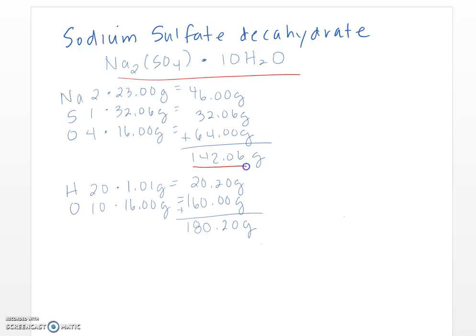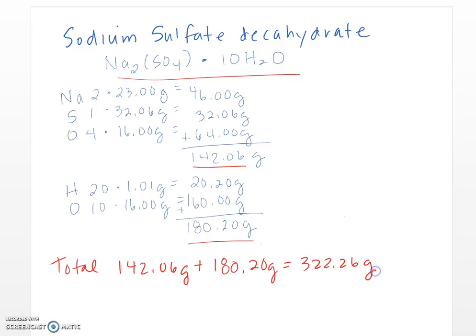Now, to find the total weight of this compound, I need to add these two numbers together. So my total is 142.06 grams plus 180.20 grams, and I get 322.26 grams. Now, I've never seen a problem where you have to find anything other than the percentage of water when it's a hydrate. Although you could do the amount of sodium in that, the amount of sulfur in that, the amount of oxygen in that. Typically, the only thing that's ever asked is what percentage is water.